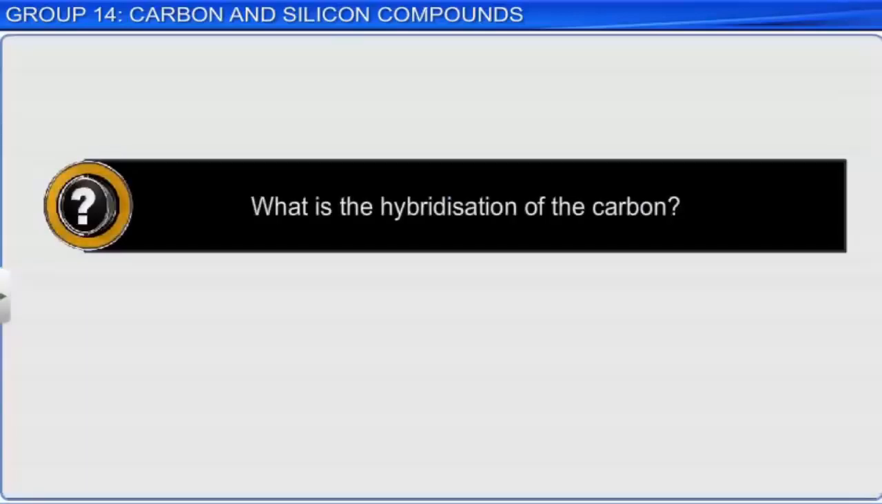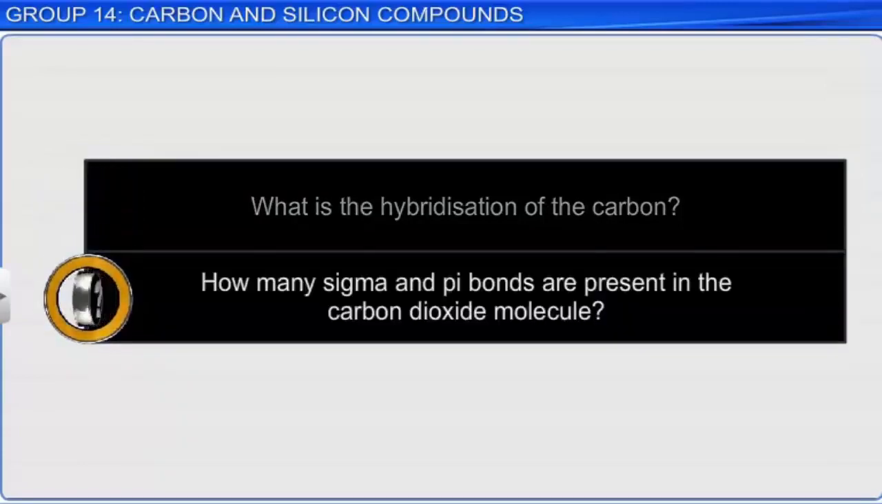Try to answer this problem on your own before proceeding. Consider the carbon dioxide molecule. What is the hybridization of the carbon? How many sigma and pi bonds are present in the molecule?